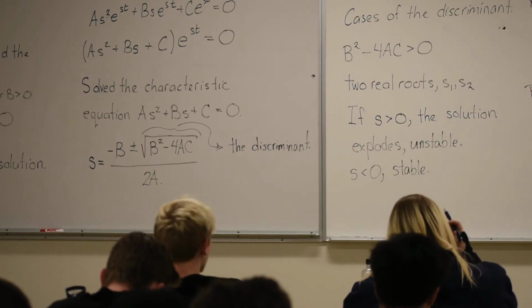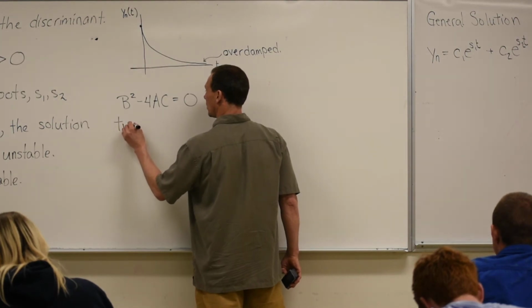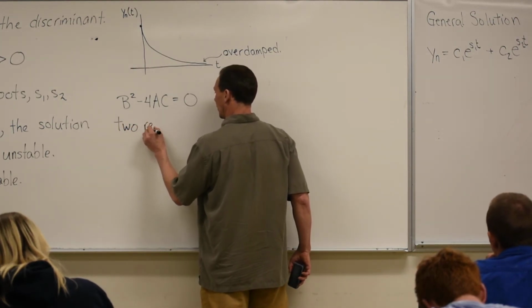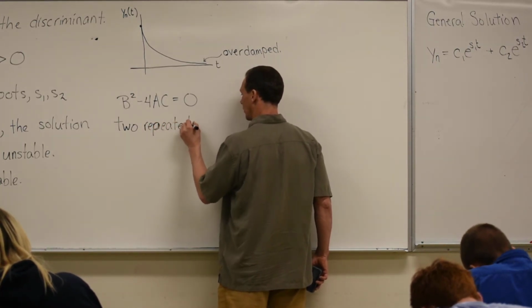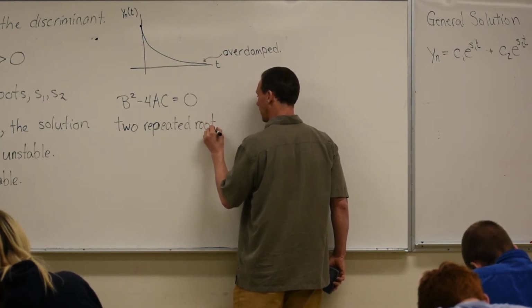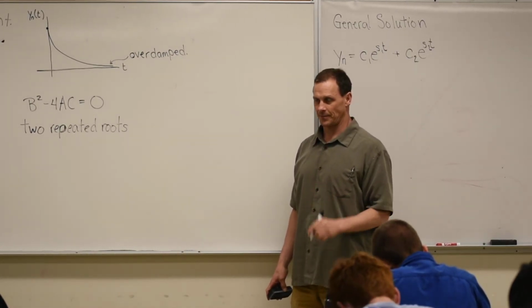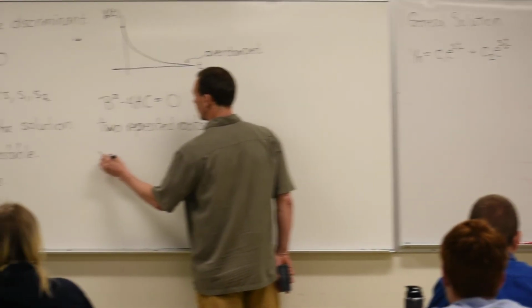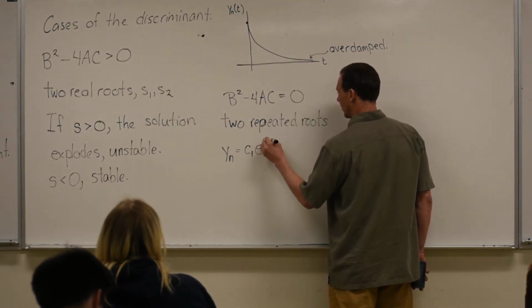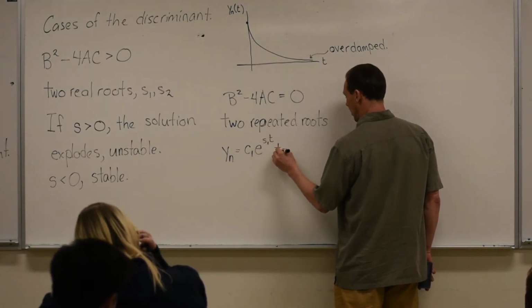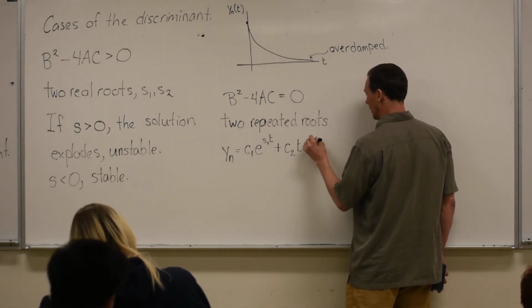So it says 2 repeated roots is what we call it. And it had a unique characteristic. I'll write that solution. We said our null solution was C1 e to the S1 t plus C2 t e to the S1 t.